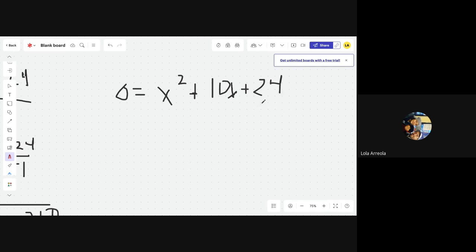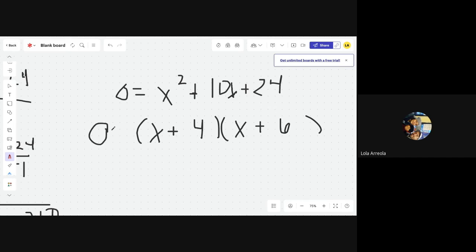Another option is 6 times 4. That gives me 24, and 6 plus 4 gives me 10. So I just found factors of 24 that when I multiply them, I get 24, and when I add them, I get 10. So I have x plus 4 and x plus 6. I still have this equal to 0.